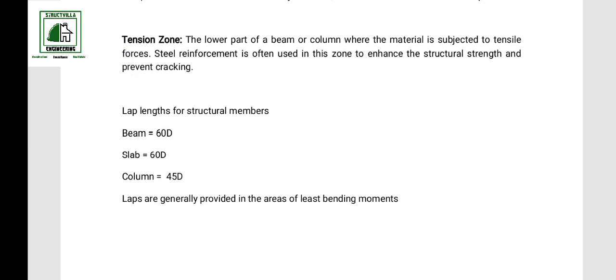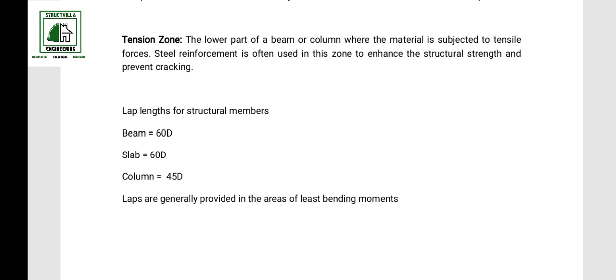Below here I wrote the lap lengths for structural members. For beams, we lap our reinforcement at 60D. 60 is a figure, and D is the diameter of the reinforcement you are using. So if you are using a reinforcement of 12 mm, your lap length will be 60 times 12. If you are using 25 mm, your lap length will be 60 times 25, and so on. It is the same for slabs, 60D.